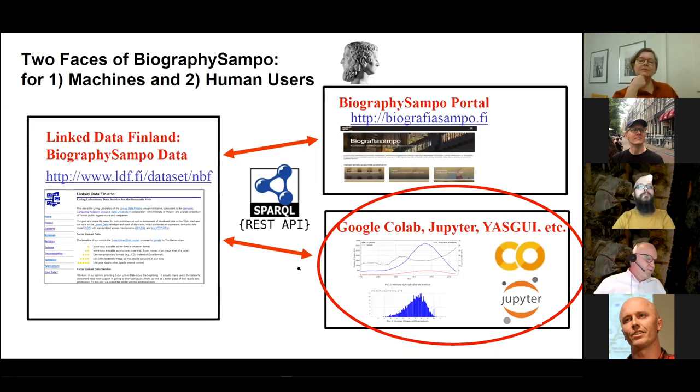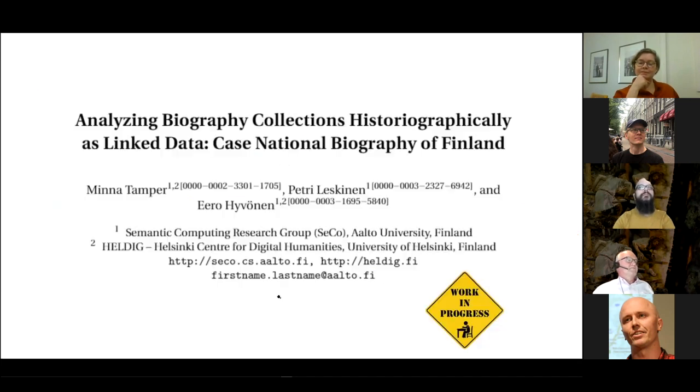Biography Sampo actually comes with two parts. It's not only the biography portal that I explained here, but also the Linked Data Finland platform-based data service, and you can use it for your own purposes as well. If you're not happy with the visualizations and data analytic tools available in the ready-to-use portal, you can use systems like Google Colab, Jupyter, or YASGUI for scripting. And everything here is done based on a SPARQL endpoint. So there's nothing more happening between the data service and the application layer here. That's a very important principle that we have always used in our Sampo systems.